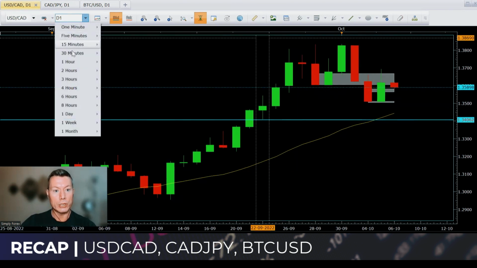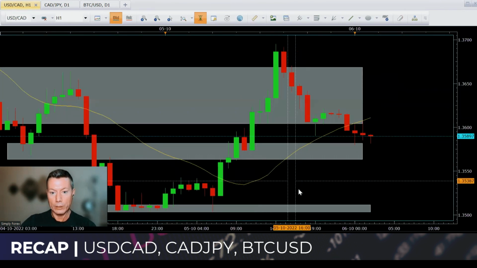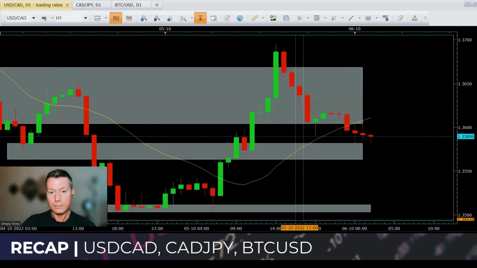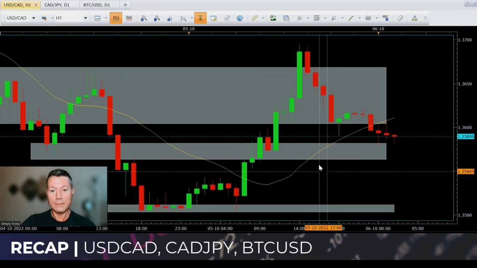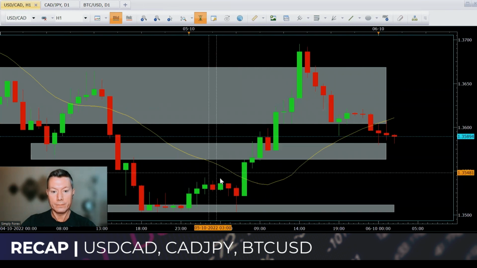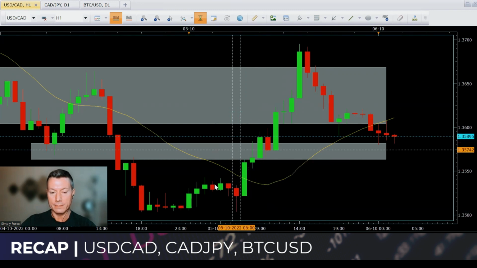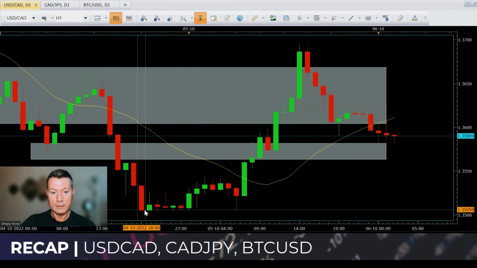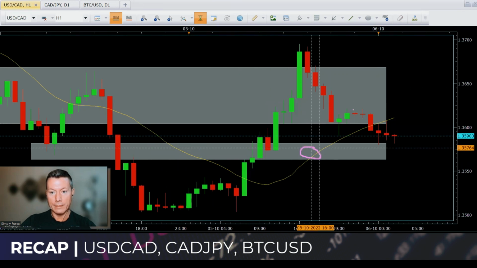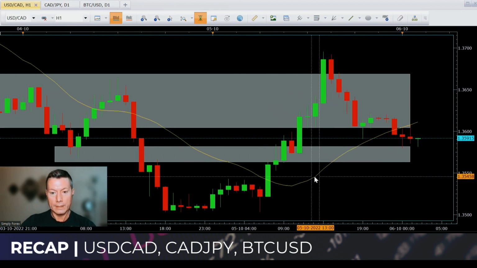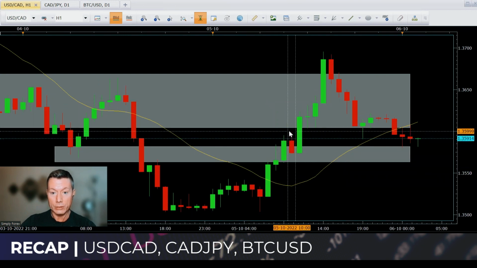Let's look on the H1 chart now to see how we could trade this pair. So we had our three grey zones. But let me remove this one because this one just didn't come into play, guys. Price came down, tested these lows, and then just bounced back off. But this grey zone and this grey zone, as you can see, came into play. So what you could have done, guys, is I entered on this candle.